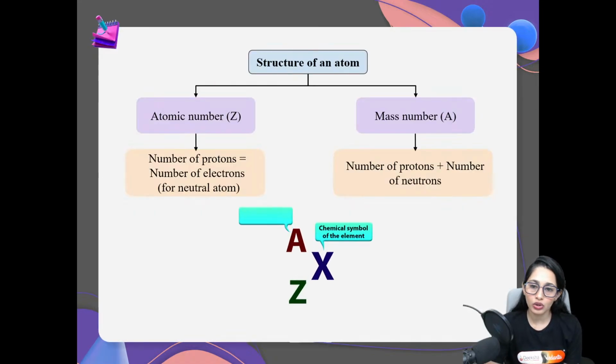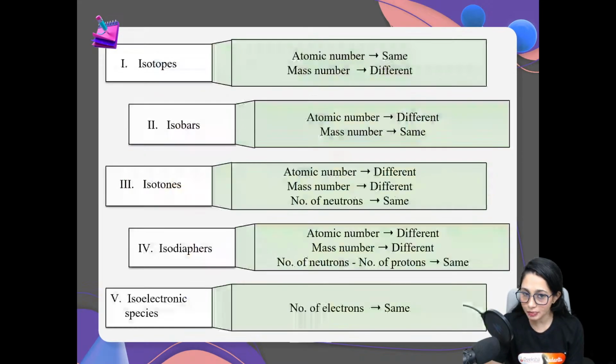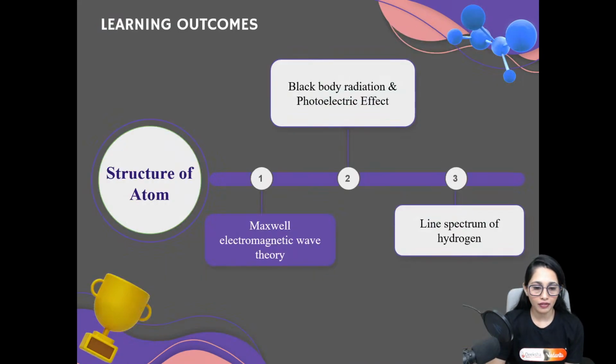So as of now, what did we discuss? We have discussed atomic number, mass number, and isotopes, isobars, and isotones. We'll discuss Maxwell's electromagnetic wave theory, black body radiation, and the line spectrum of hydrogen while we are discussing grade 11. For today, this is it.